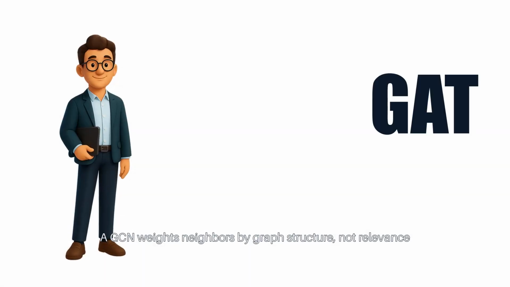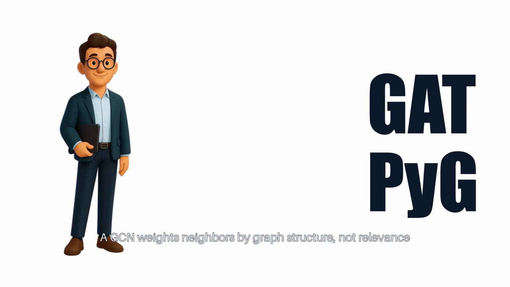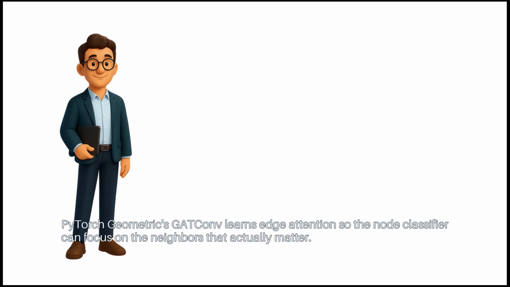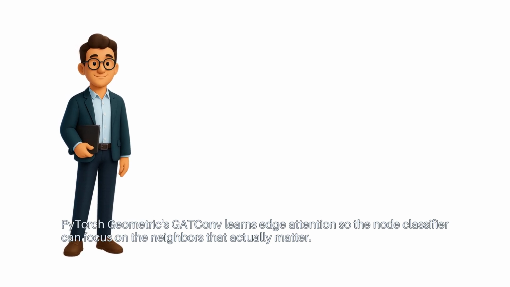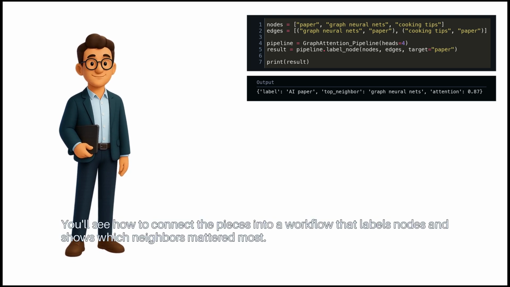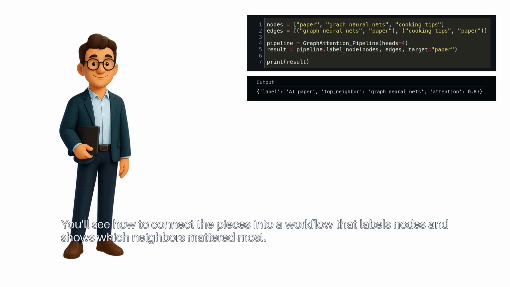A GCN weights neighbors by graph structure, not relevance. PyTorch Geometric's GATConv learns edge attention, so the node classifier can focus on the neighbors that actually matter. You'll see how to connect the pieces into a workflow that labels nodes and shows which neighbors mattered most.